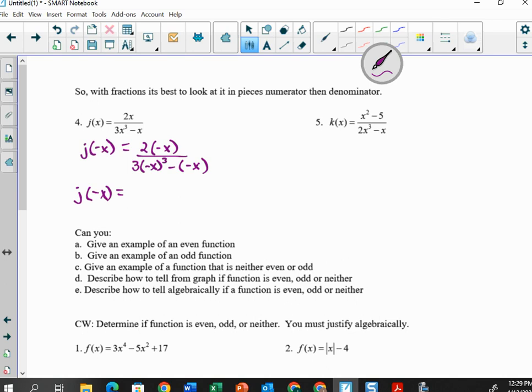Okay, so when I simplify the numerator, I have negative 2x. Denominator, are we okay with negative 3x cubed plus x? We're okay with the simplifying. Okay, so now look at each part of your fraction separately. The numerator, is it the same or opposite or just neither? Opposite. So we got opposite over another opposite in the denominator? Yes. So what does that actually mean? Same, which is even. Yes.